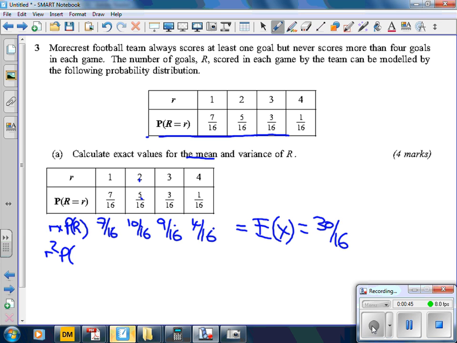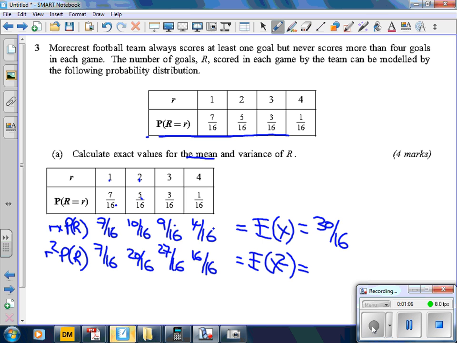The first thing to find out the variance is we need to find out the expected value of r squared. So this is 1 squared times the probability, 2 squared times the probability there, 3 squared times the probability here, and 4 squared times the probability here. And again, when you add all of these things up, you get the expected value of x squared, and I make that 70 over 16.